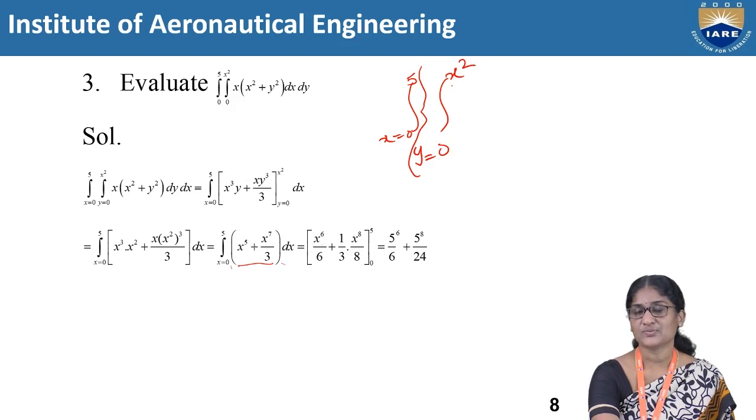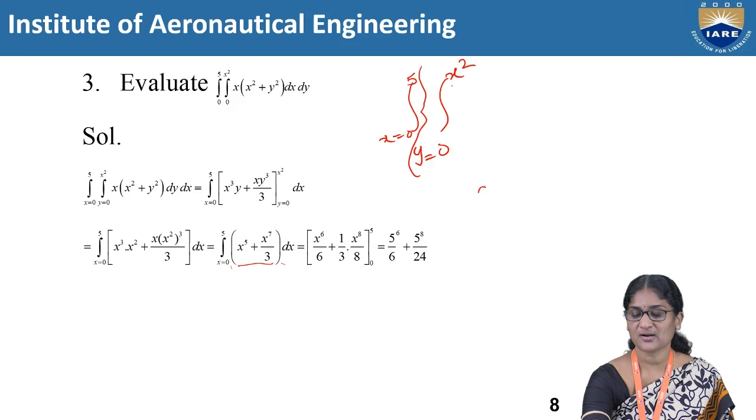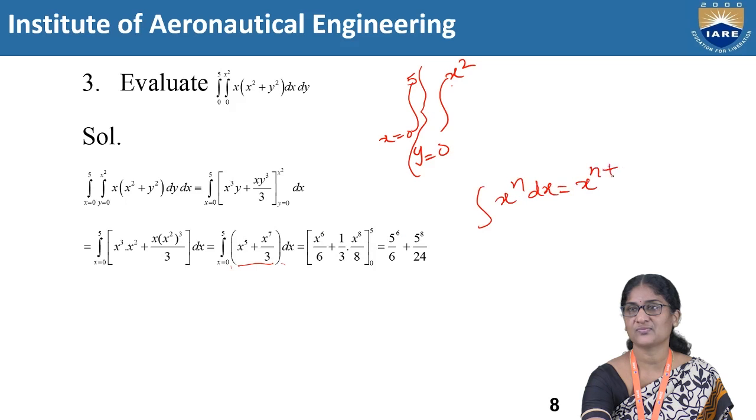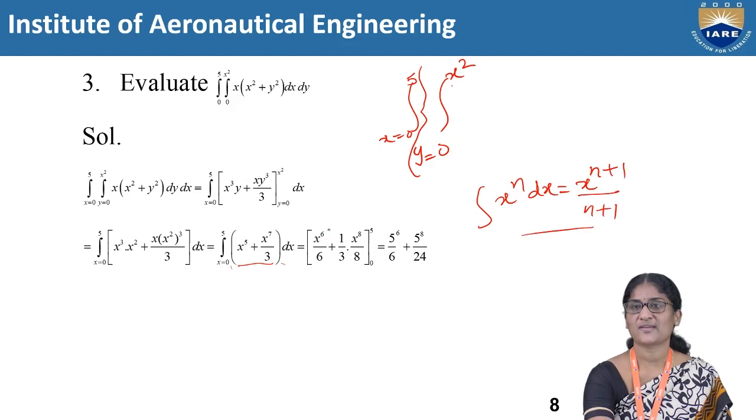Now, what is the integral of x to the power of 5? That is x to the power of 6 by 6. Which formula are we following here? The integral of x to the power of n dx is equal to x to the power of n plus 1 by n plus 1. This is the formula mostly we follow here. So x to the power of 6 by 6, plus x to the power of 7 means 7 plus 1, which is 8, so x to the power of 8 by 8, taken from 0 to 5.